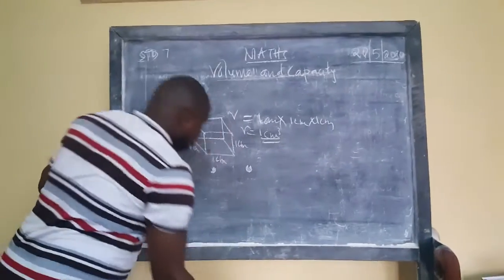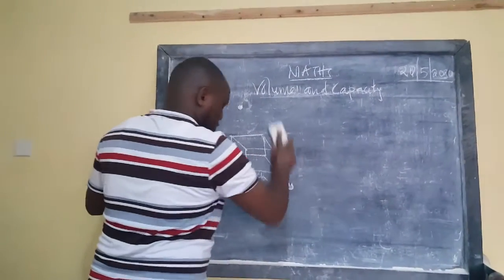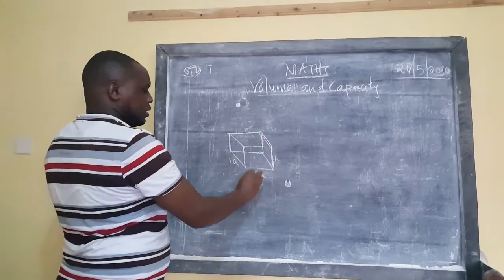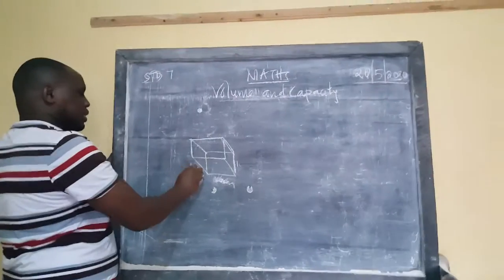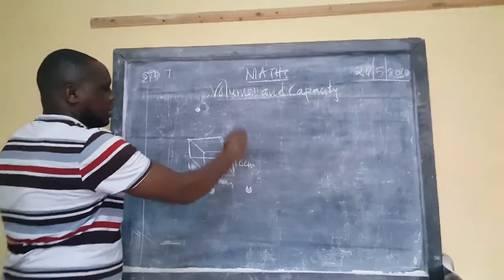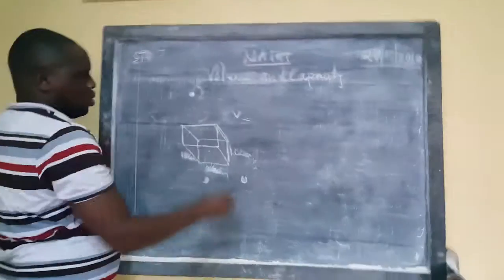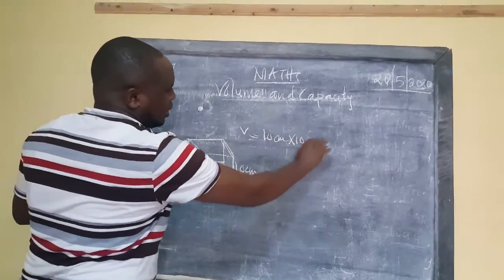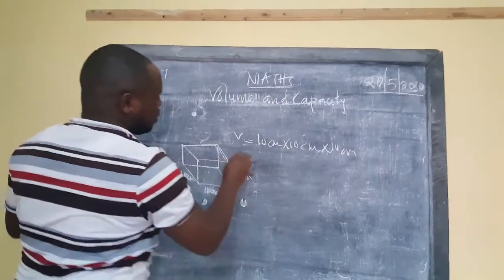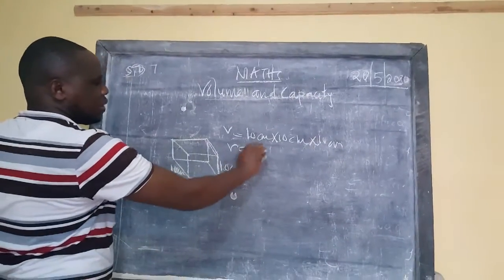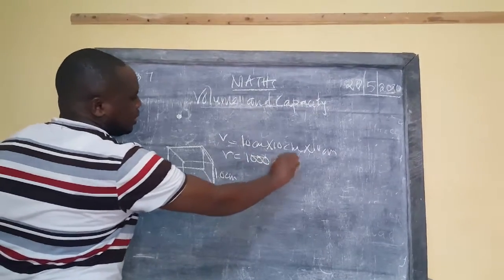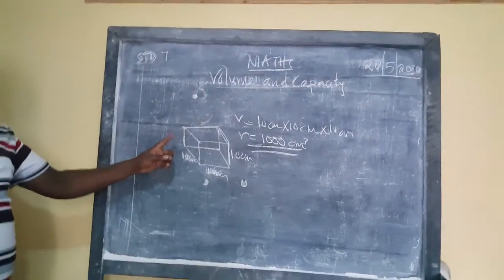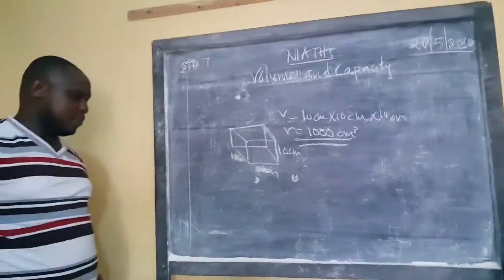If the same cube was measuring 10 centimeters by 10 centimeters by 10 centimeters, then the volume will be 10 centimeters times 10 centimeters times 10 centimeters, and this will give you 1000 cubic centimeters. So the volume of this particular cube will be 1000 cubic centimeters.